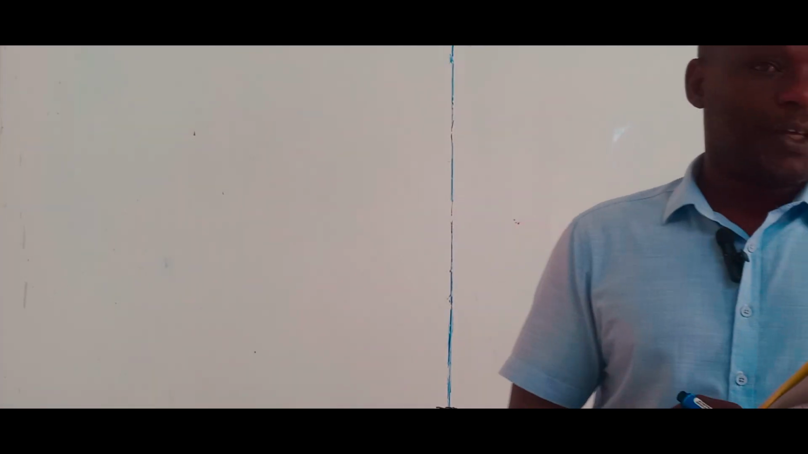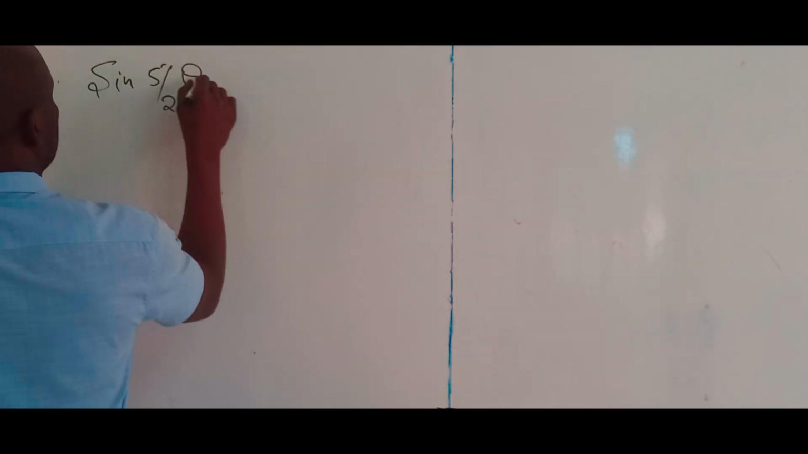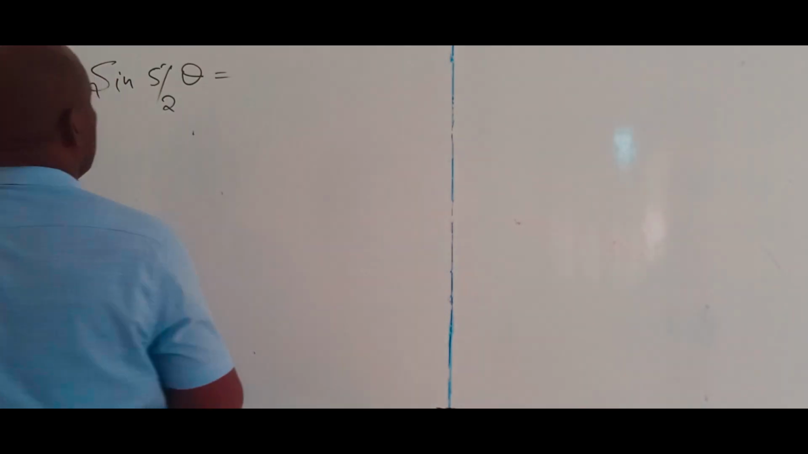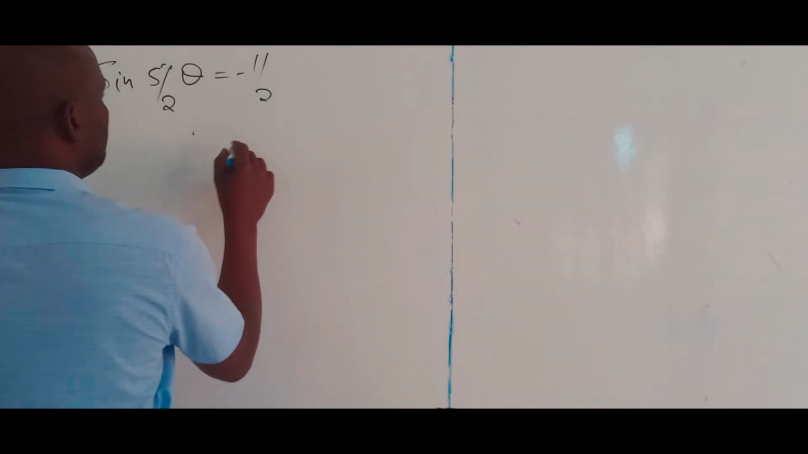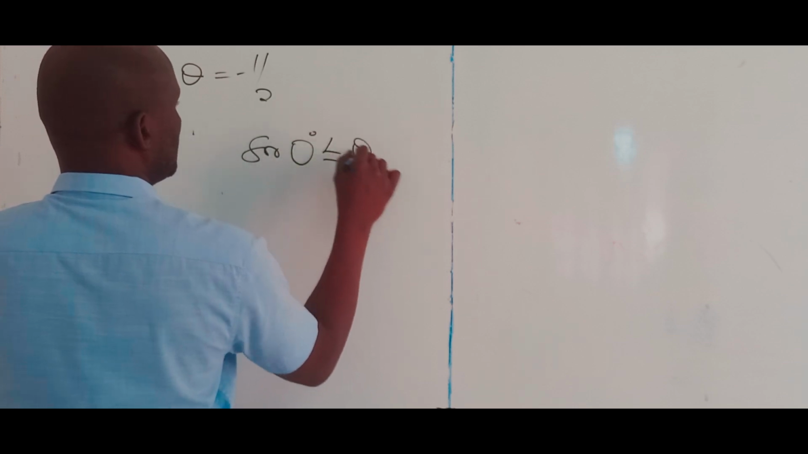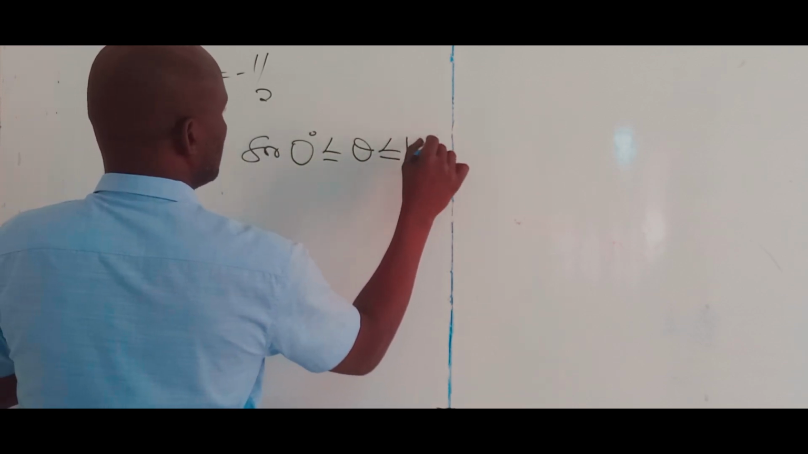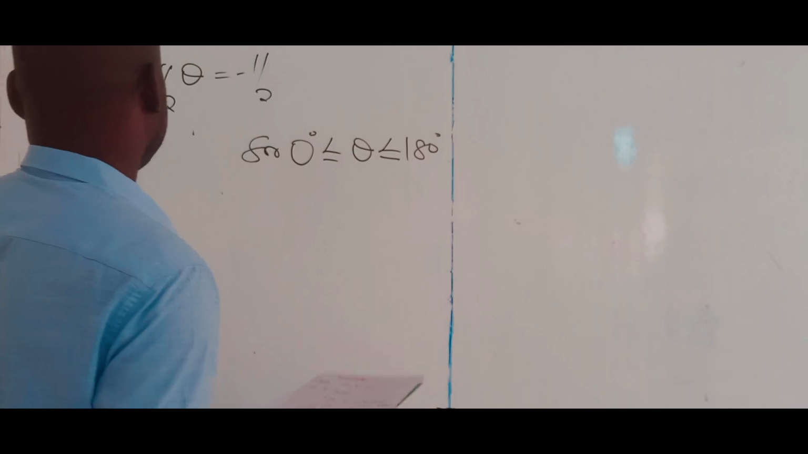Well, now we are handling KCSE Paper 1, 1996, question 12, and the question is: sin of 5 over 2 theta is equal to negative half for theta lying between 0 degrees and 180 degrees.